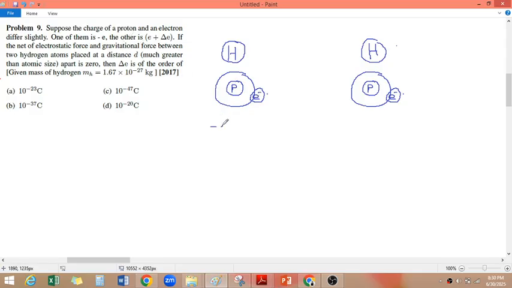So that means it will be minus E plus E plus delta E. So this and this will cancel. The delta E will remain here. The same thing will be here. Okay, delta E. So they are at a distance of d.